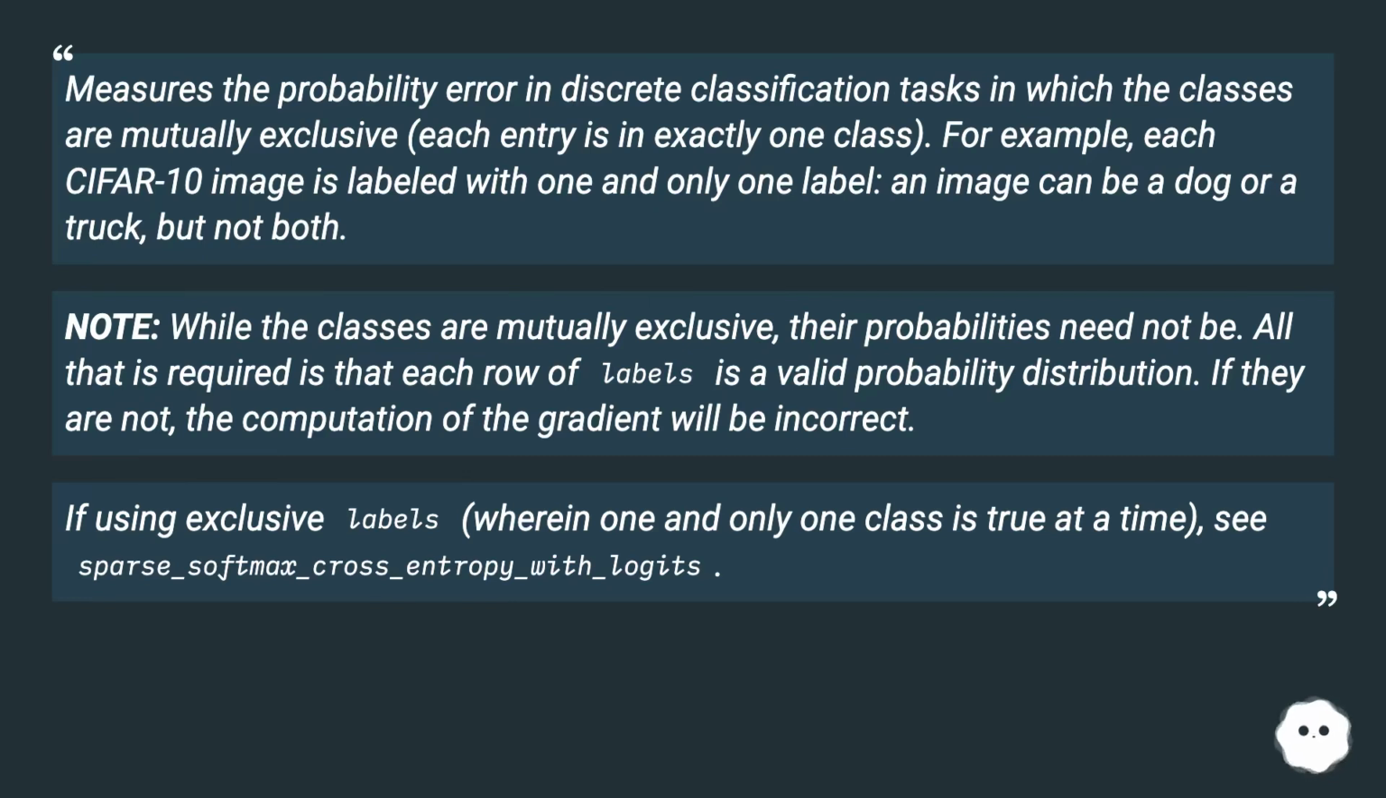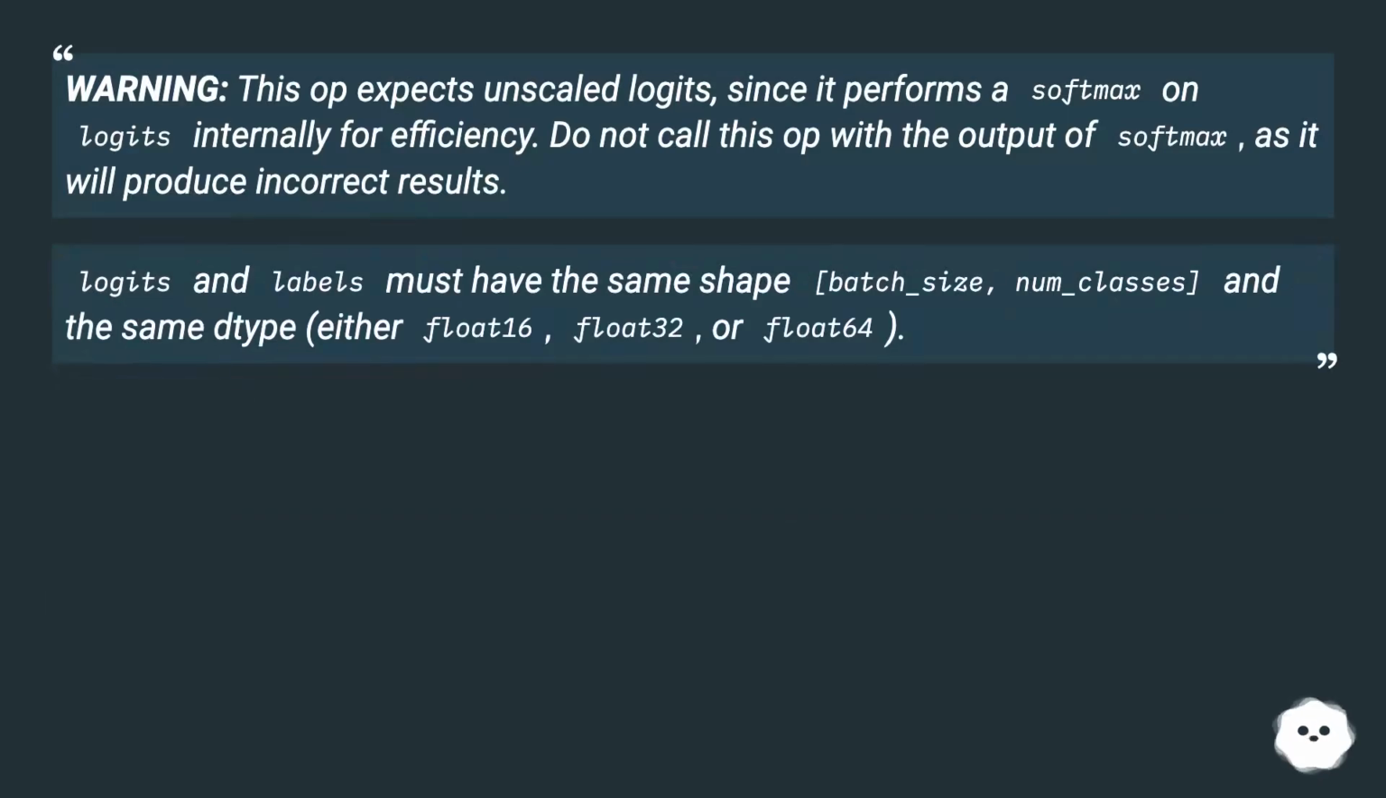If using exclusive labels, wherein one and only one class is true at a time, see sparse_softmax_cross_entropy_with_logits. Warning, this op expects unscaled logits, since it performs a softmax on logits internally for efficiency. Do not call this op with the output of softmax, as it will produce incorrect results. Logits and labels must have the same shape, [batch_size, num_classes], and the same type, either float16, float32, or float64.